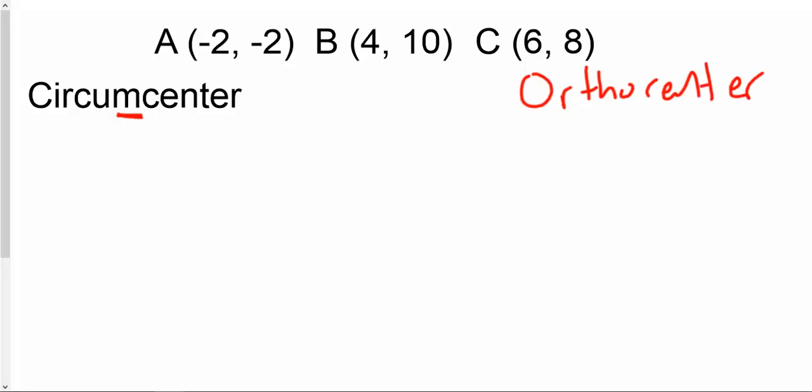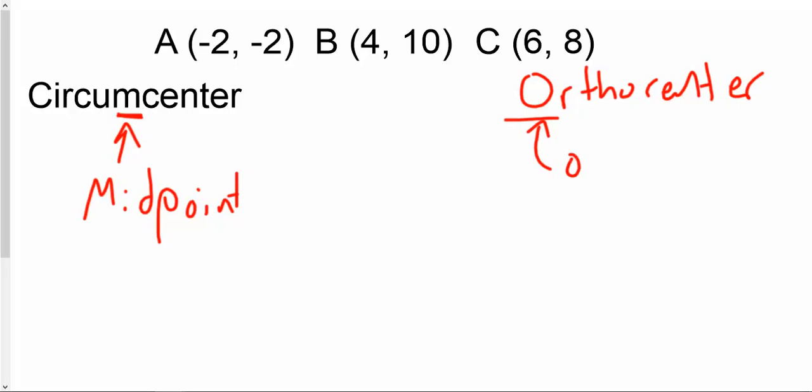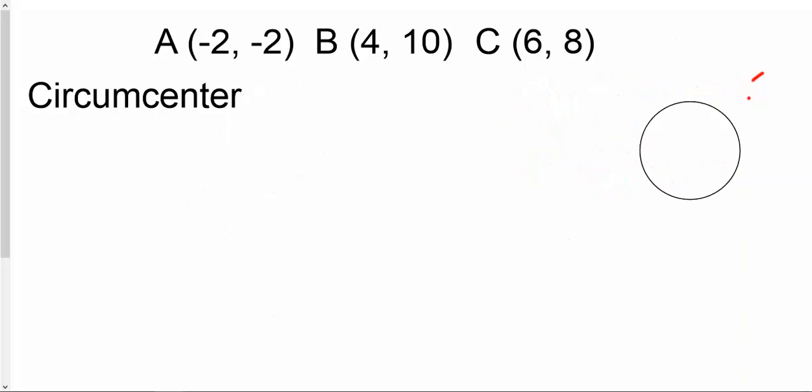So I always like to talk about the circumcenter and orthocenter as follows. In a circumcenter, we're going to use a midpoint. Midpoint because it has an M in there. And orthocenter means we're going to use the opposite point. We got to do whatever we need to try to remember it. I'm going to start off by finding the circumcenter with these 3 points, and then afterwards I'll find the orthocenter as well. Let's start with circumcenter.